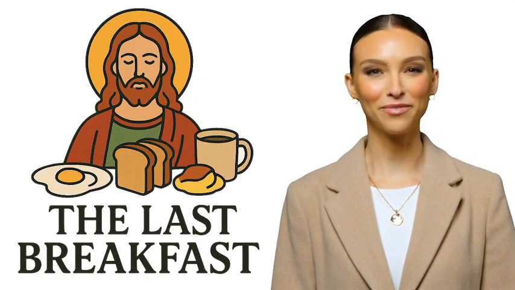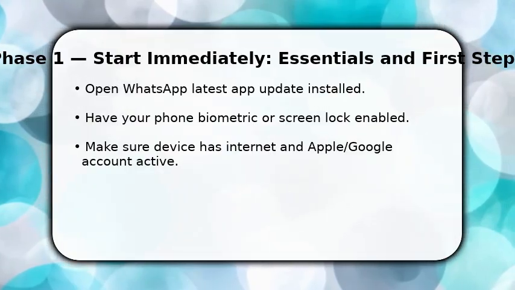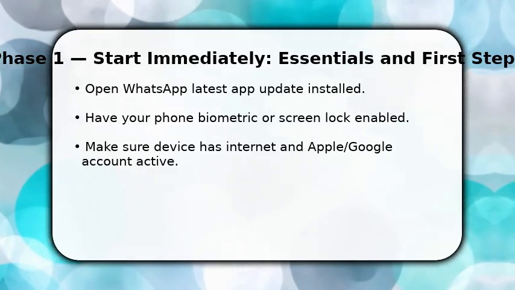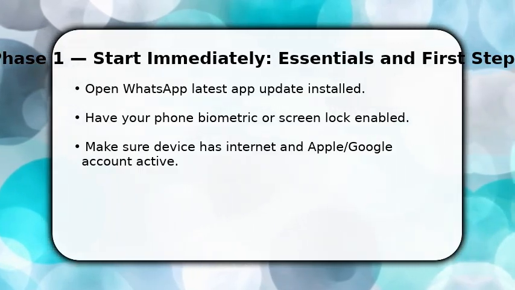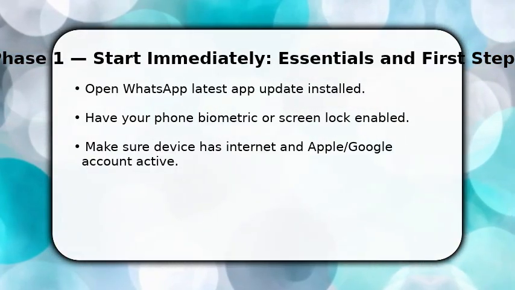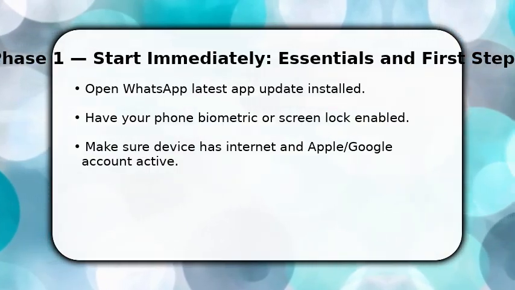Please enjoy the video. You begin by confirming prerequisites: WhatsApp updated, device biometrics or secure screen lock set, and internet connected. Open WhatsApp and go to Settings, Account, Security or Passkeys immediately. Don't linger in menus. Tap Create Passkey and follow the on-screen prompt to register with your device authenticator.